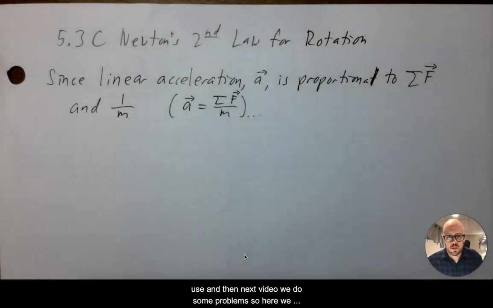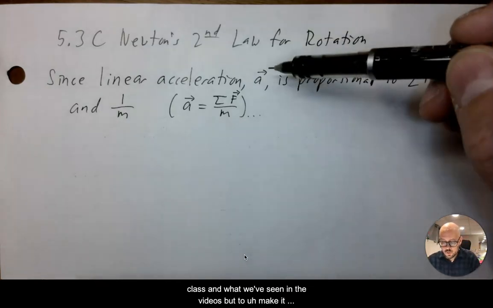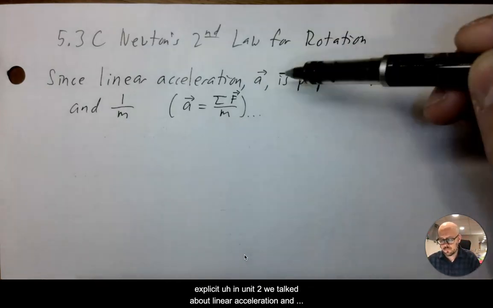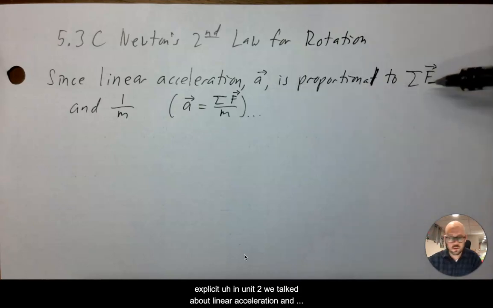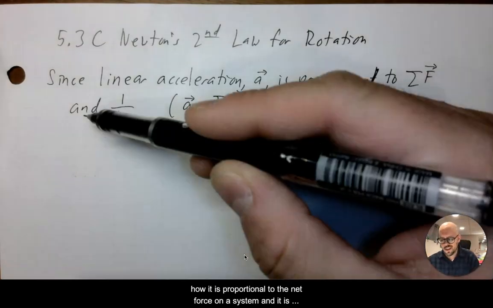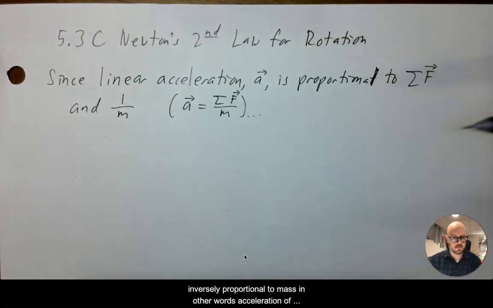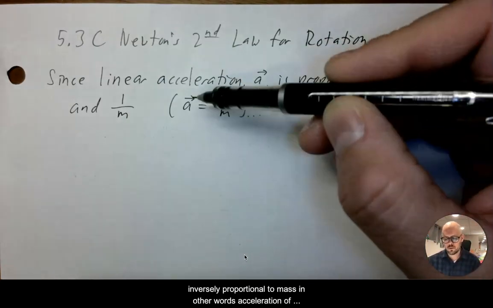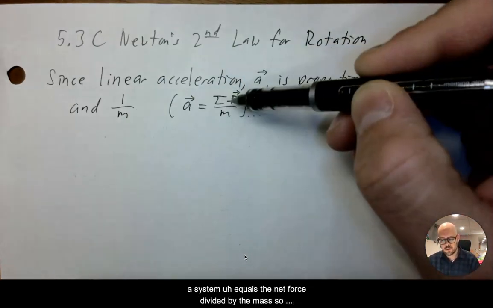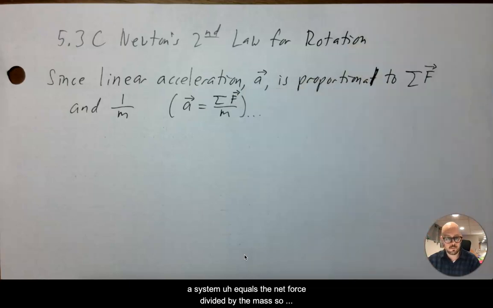So here we go. Newton's second law for rotation is probably something that you can guess based on what we've done in class and what you've seen in the videos, but to make it explicit, in Unit 2 we talked about linear acceleration and how it is proportional to the net force on a system, and it is inversely proportional to mass. In other words, acceleration of a system equals the net force divided by the mass.